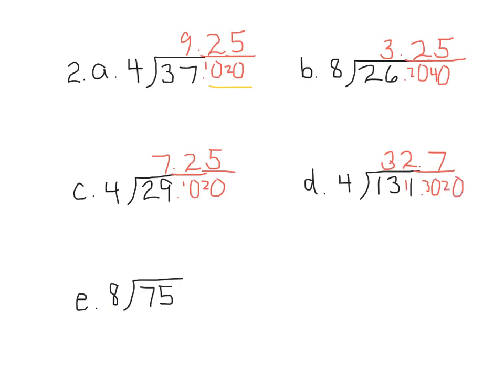So I'm going to annex a 0 and put that remainder in front of it. Now 4 into 20 is 5. And 5 times 4 is 20. There's no remainder.